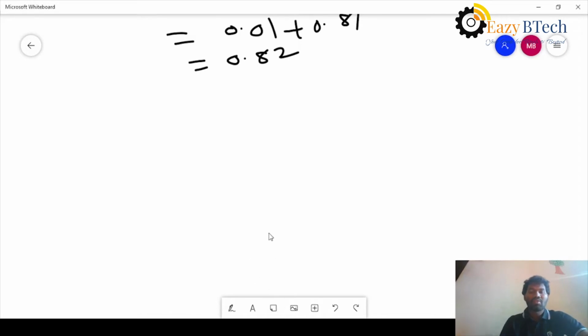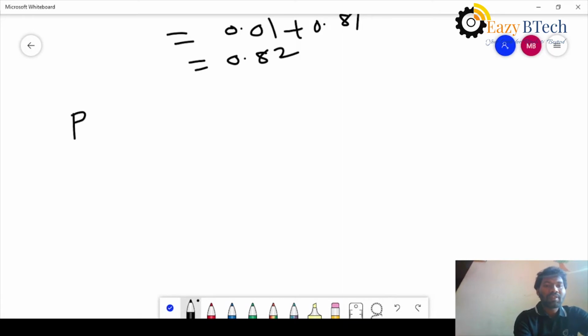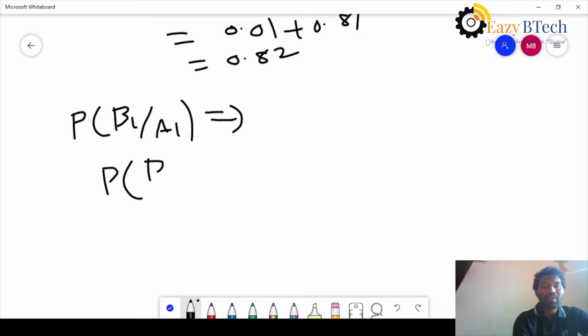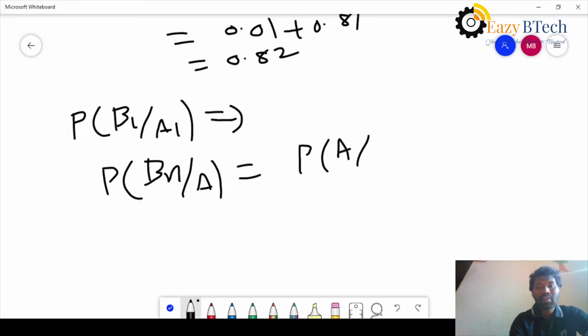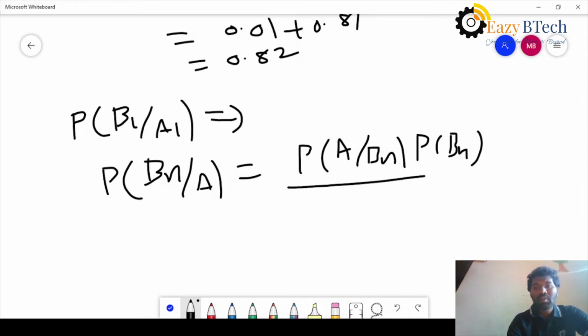So now P of A1 and P of A2 are over. Now I am going to calculate P of B1 given A1. We already know from Bayes theorem that P of Bn given A is equal to P of A given Bn into P of Bn, divided by P of A.